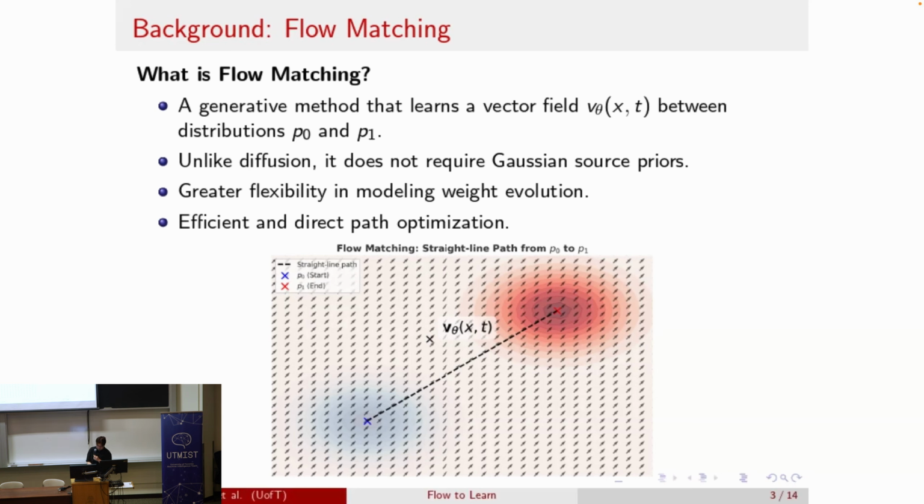And we can make use of that pretty much immediately by using weight initialization, such as Kaiming normal, as a source distribution. That provides another degree of freedom in the flexibility of modeling weight evolution. And one other thing is that it's a bit more efficient and more direct in how you optimize things.